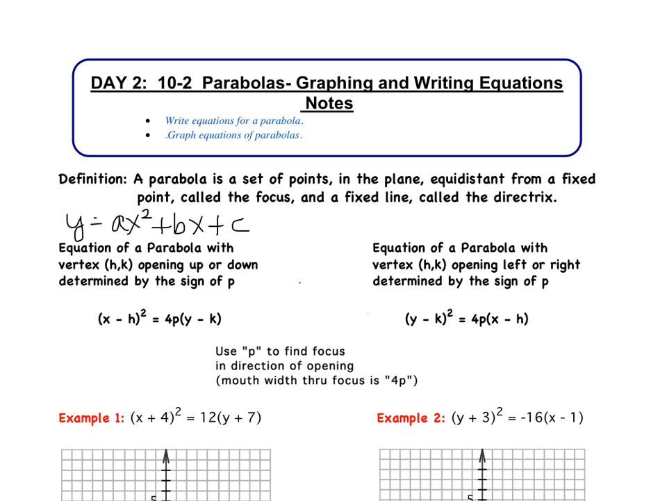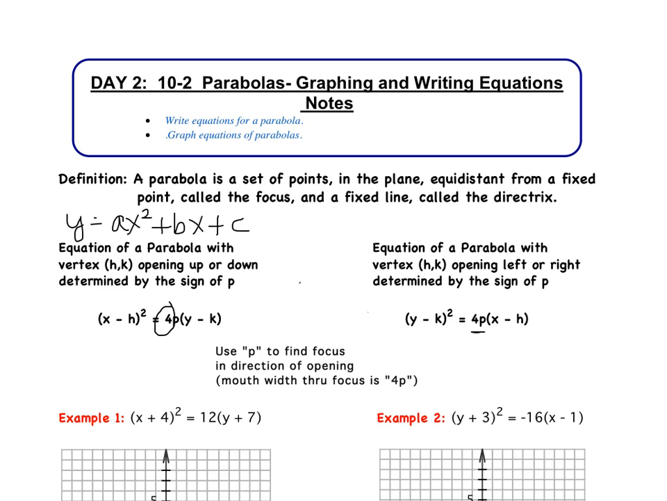If the sign on the 4p is negative, it's going to open down, and if the sign is positive, it's going to open up. Then the equation opening left or right has the y term squared. So then you know that it's going to open left if the 4p is negative, and right if the 4p is positive.